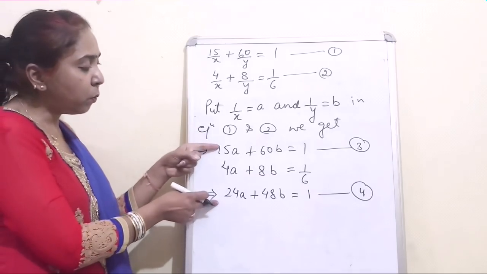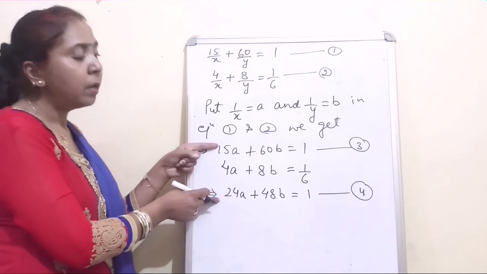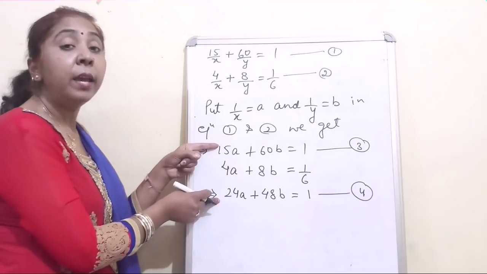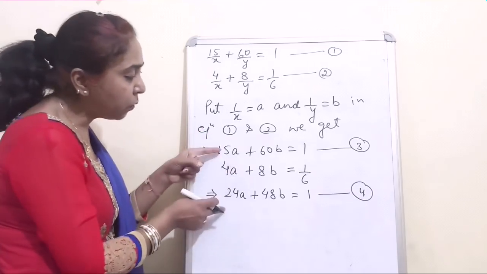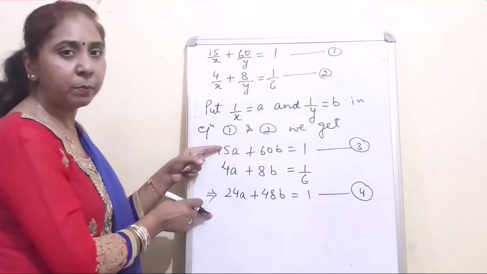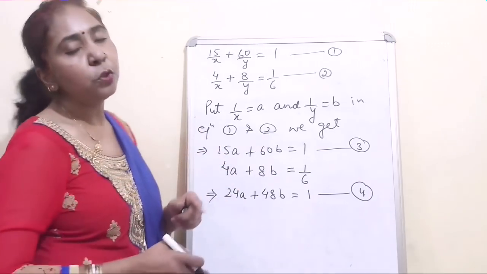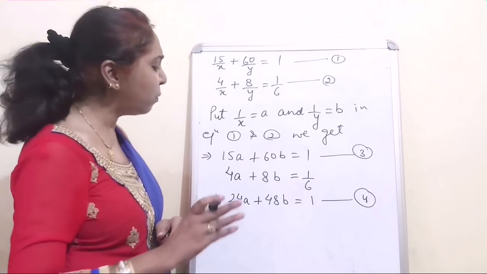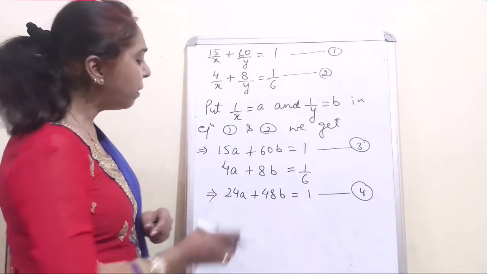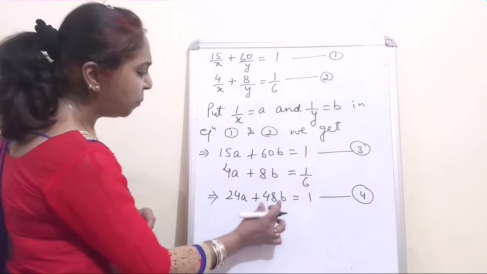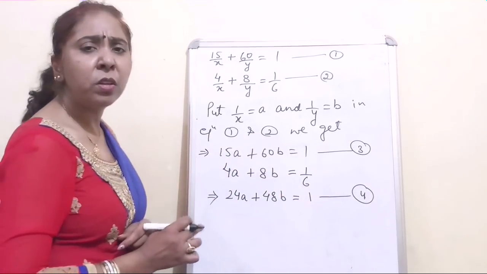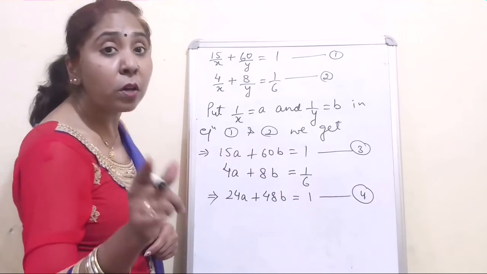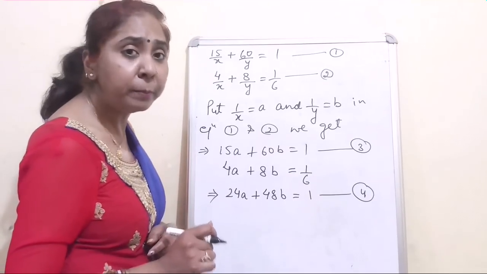Now these two equations you are having, and you can solve them by elimination, cross multiplication or substitution method. But my suggestion to you is don't apply the substitution method, because that will be too long, right? If you are having big values in the equation, it's better to use the cross multiplication method. Okay?